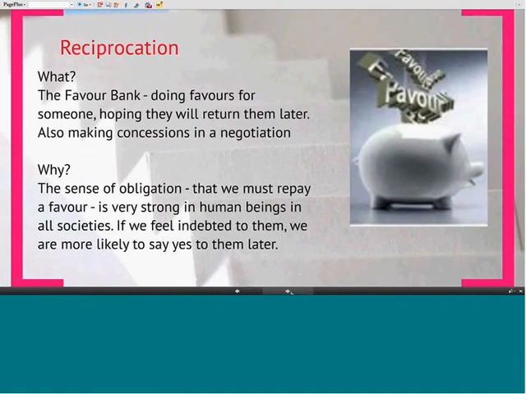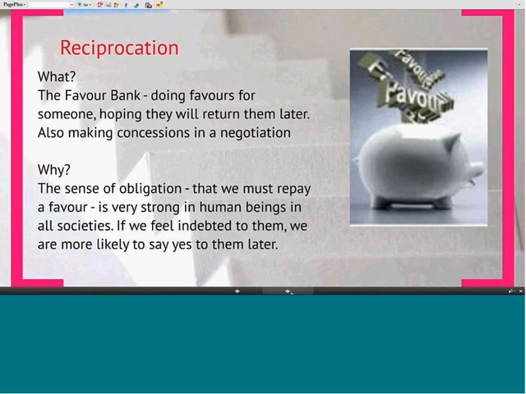The third technique is around reciprocation, sometimes called the favour bank. It's just one of those things as human beings. If someone does us a favour, we feel like we've got to give them or do something back for them. We don't like to be indebted to someone. How many times have you gone to dinner with someone and had a really boring evening because they've invited you over? You feel like you've got to invite them back.